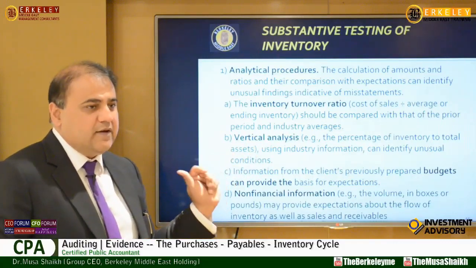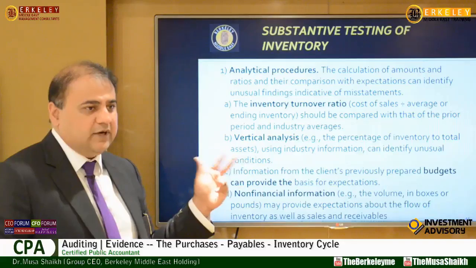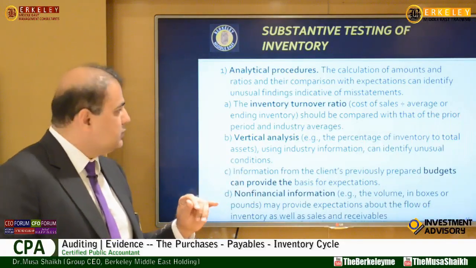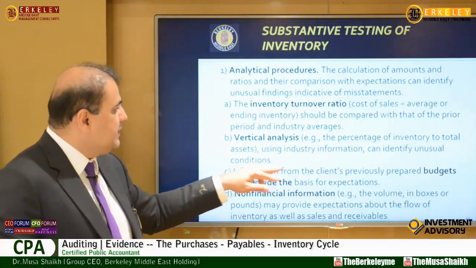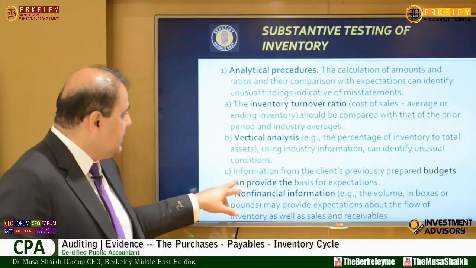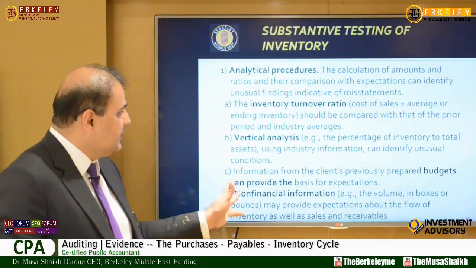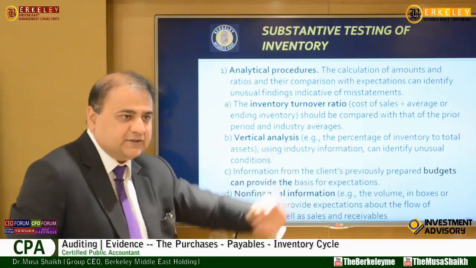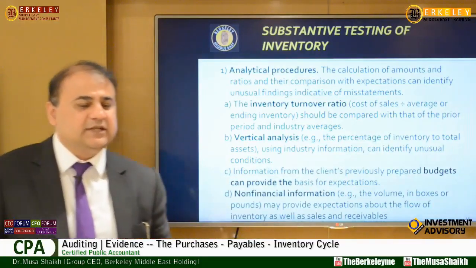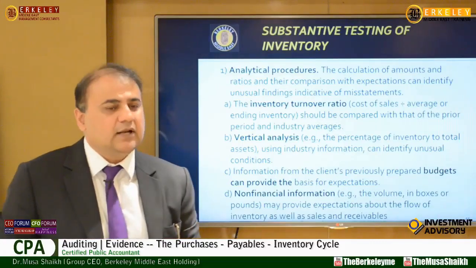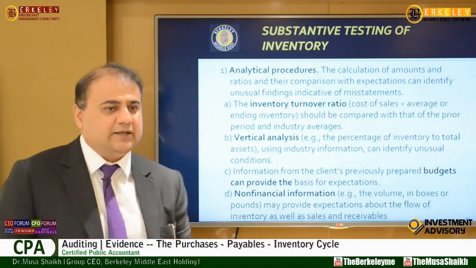One is called horizontal, the other vertical. One we say fundamental analysis, right? It says the percentage of inventory to total assets. Then information from the client, a previously prepared budget, can provide the basis for the expectations. It means if you see the budgeting figures and the actual ones, you can do variance analysis. That can also serve as an analytical procedure.